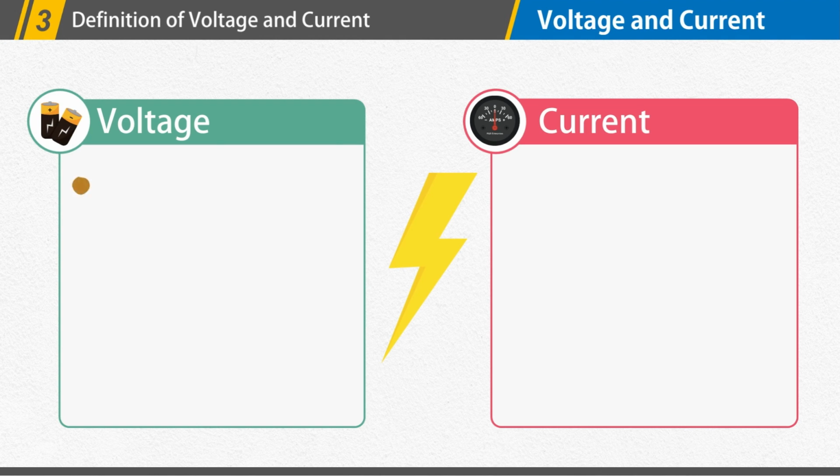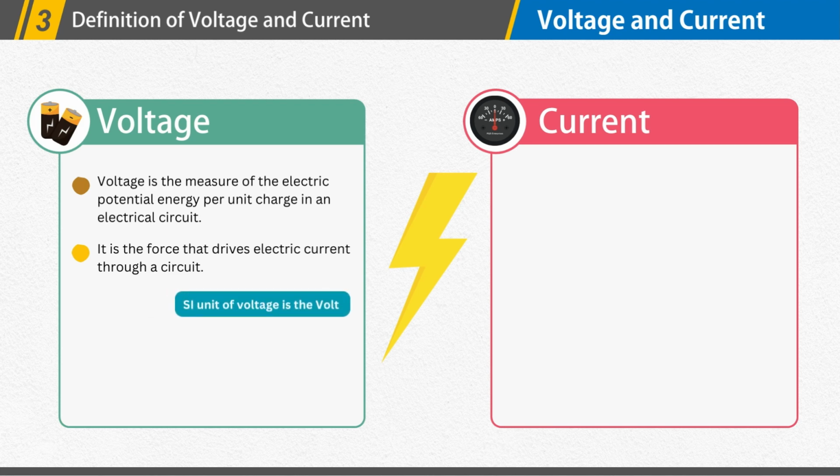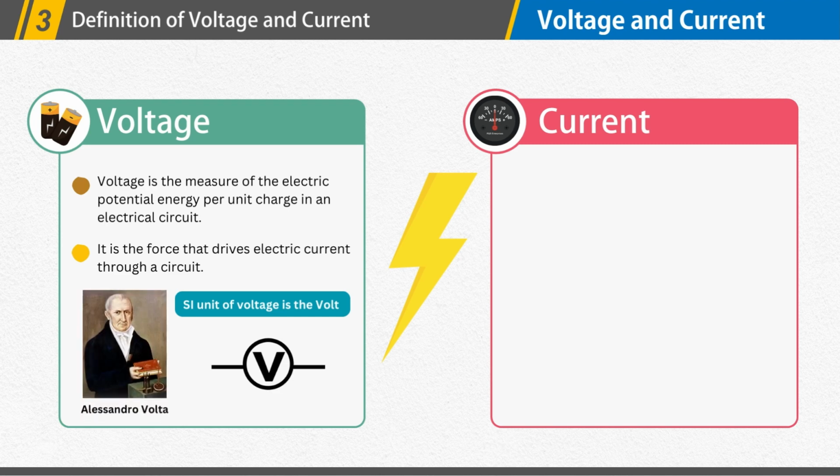Voltage, also known as electric potential difference, measures the electric potential energy per unit charge in an electrical circuit. It is the force that drives electric current through a circuit. The SI unit of voltage is the volt, which is represented by the symbol V. It is named after Italian physicist Alessandro Volta, who invented the electric battery.